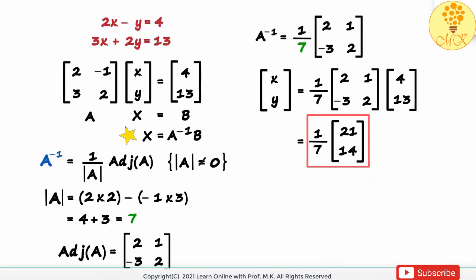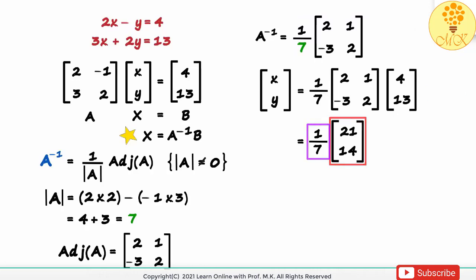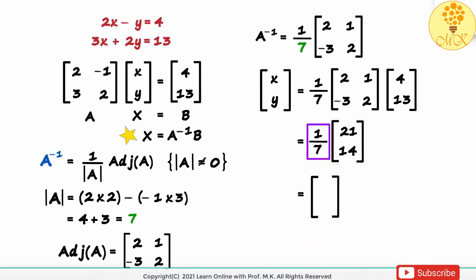Now we solve this by multiplying the scalar with each element. If we would have multiplied the scalar in this step, then this multiplication would have been very difficult because each element would have had the denominator 7. So we just wait for the final product and then multiply the scalar. What will this product be equal to? 1 over 7 times 21 will equal 3 and 1 over 7 times 14 will equal 2. That's it. We have got the matrix X.